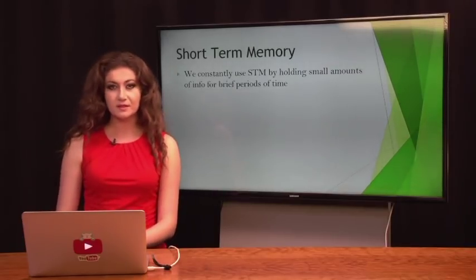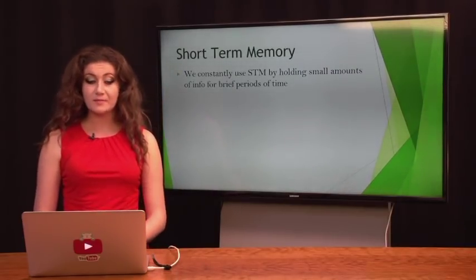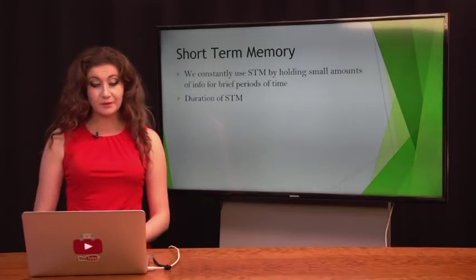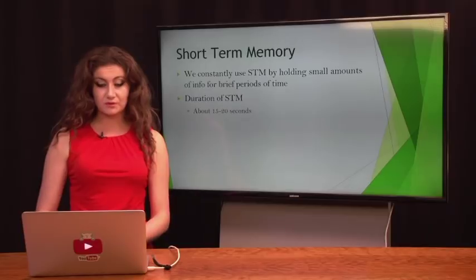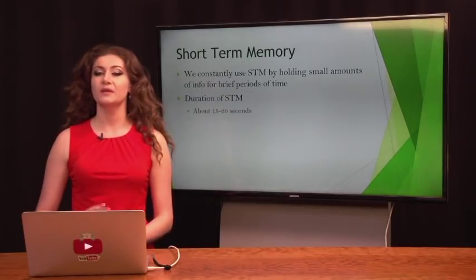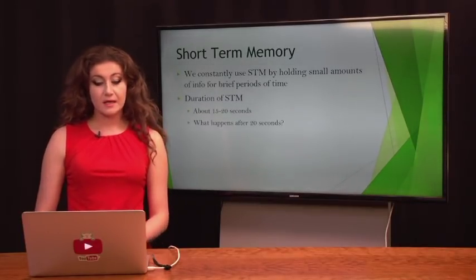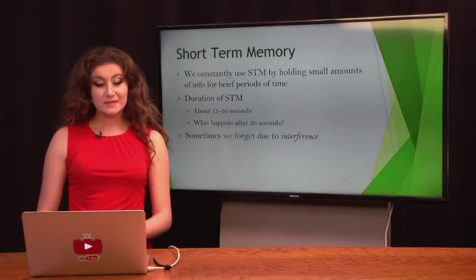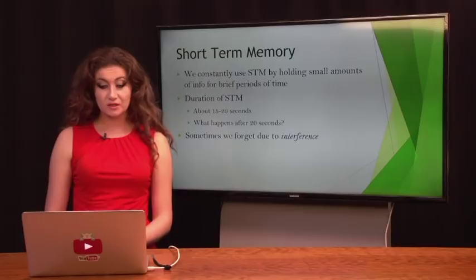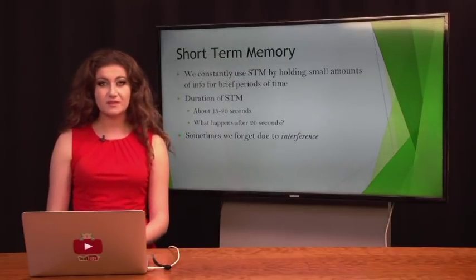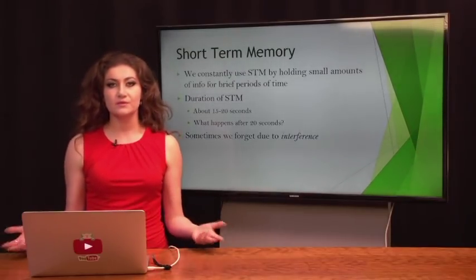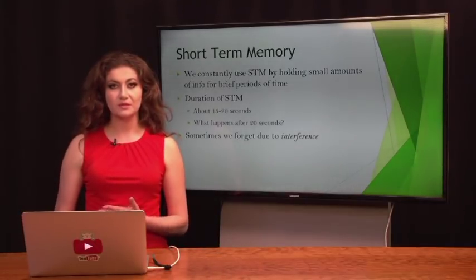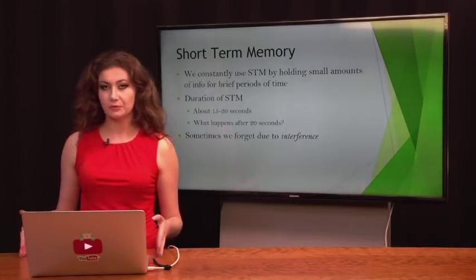We constantly use short-term memory by holding small amounts of information for very brief periods of time. Again, if you remember, the duration of short-term memory is 15 to 30 seconds. But what happens to that information after 20 seconds? Well, sometimes we forget this information due to what is called interference. Interference is a term that we use on a daily basis, and it's when there's some sort of an obstacle preventing you from getting from point A to point B.